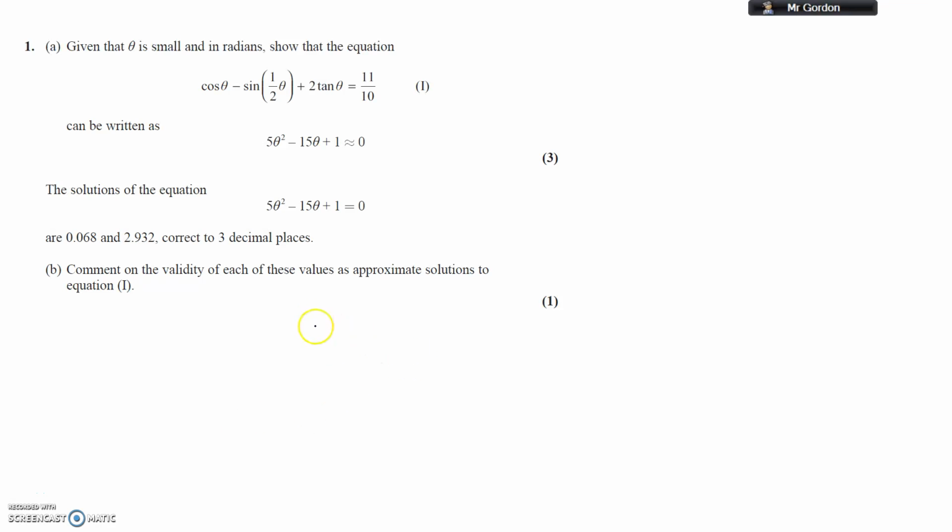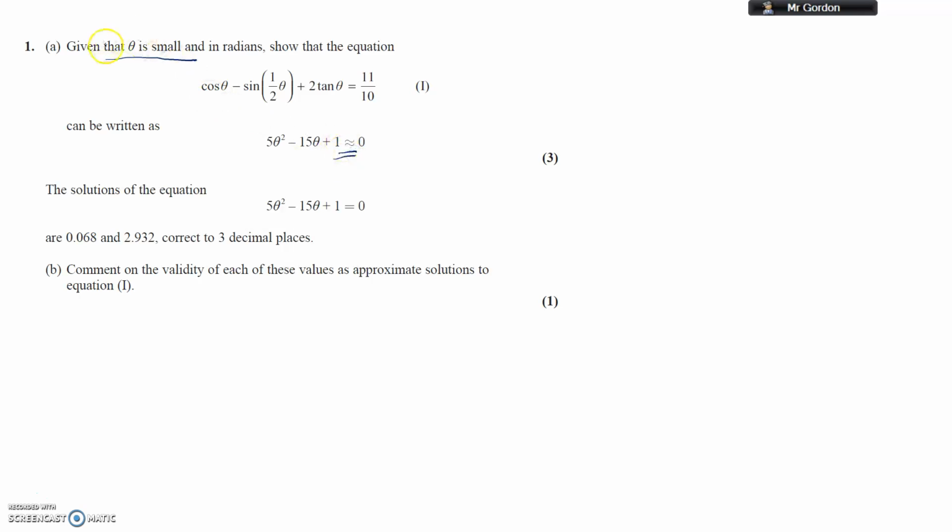Okay, question 1. Nice sort of introduction to the paper, this question. Given that theta is small, a clue there, in radians, show that the equation cos theta minus sine a half theta plus 2 tan theta equals 11 over 10. Actually, no, don't show that. That's the equation that we've been given. Show that that can be written as 5 theta squared minus 15 theta plus 1 is approximately 0.